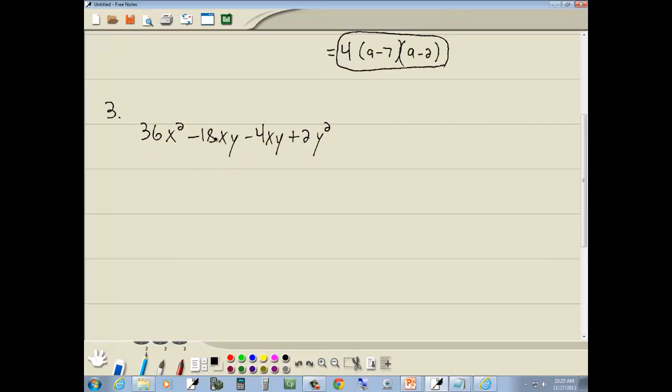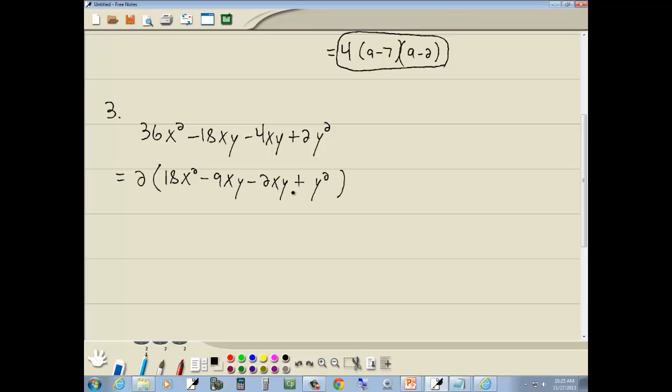Okay. First thing is GCF. Some have X's, some have Y's, but I do notice not all of them do. I do notice that all the numbers appear to be divisible by 2, so I can factor out a 2, the GCF. 36 divided by 2 is 18 x squared, minus 18 divided by 2 is 9xy, minus 4 divided by 2 is 2xy, plus, that 2 is gone, 2 divided by 2 is 1, so 1 y squared is just y squared.